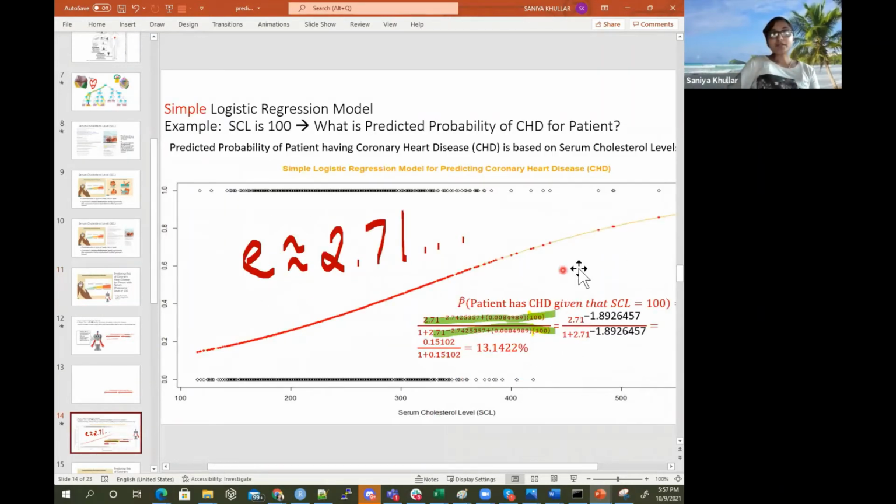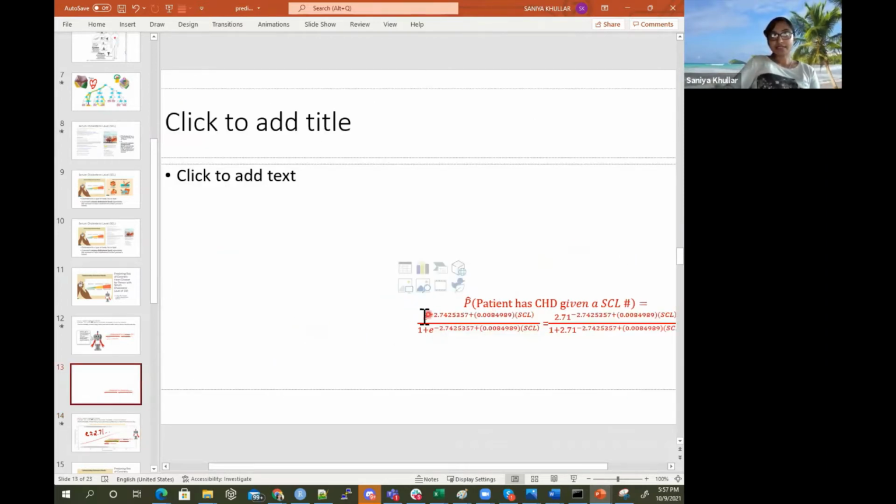So I put it into this model here. I put in 100 for them, 100 here. And all I do is calculate the numerator, which I get to be 0.15102, and the denominator. So you can just use this. This red is the model that is learned. And this E is 2.71. So the original model is E divided by 1 plus E. E is a special number.